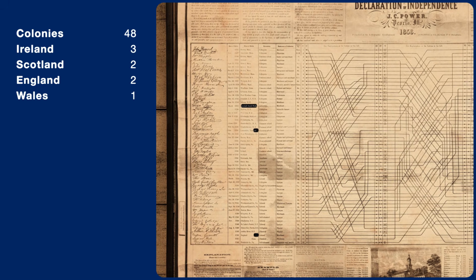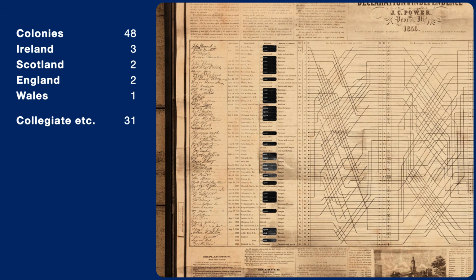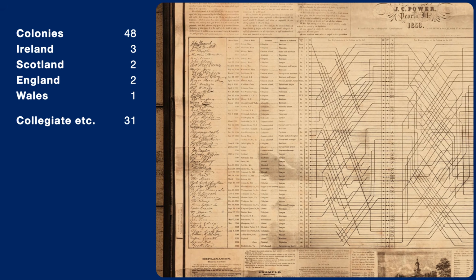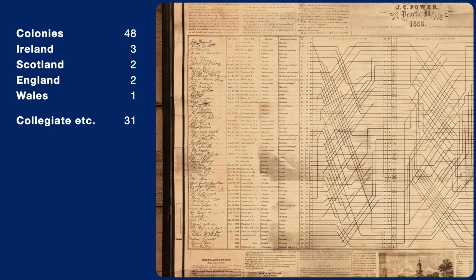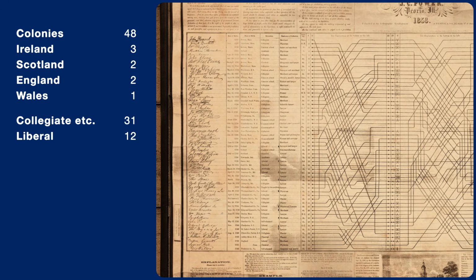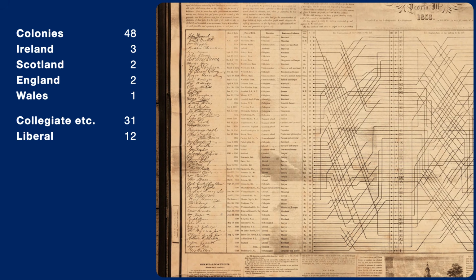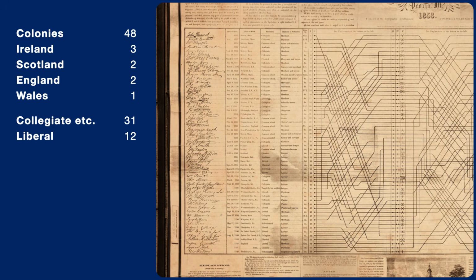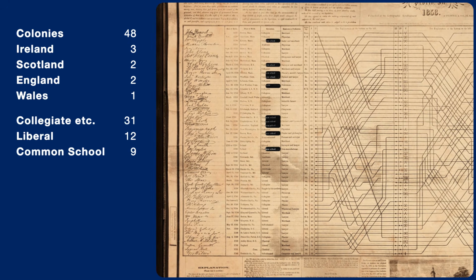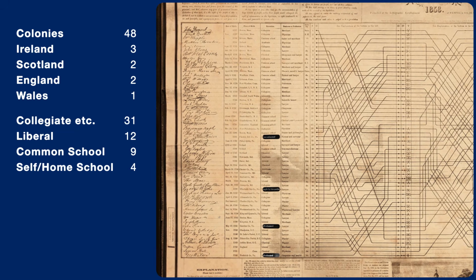As for their educations, 31 are marked as having either a collegiate, academic, or classical education, which I presume means that they received some sort of a higher degree. 12 are marked as having a liberal education, which a note at the bottom explains as meaning that their education was good, but that they didn't actually graduate from any particular institution. Finally, 9 are marked as having finished a common schooling only, and 4 are listed as being either homeschooled or self-taught.